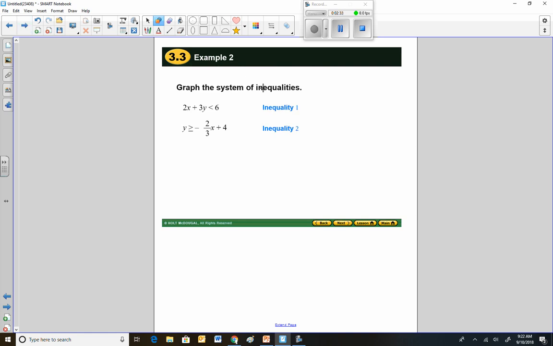Here's another situation, okay? We have this inequality, 2x plus 3y is less than 6. We could graph our x and y intercepts for this one and create a line that's dashed because it doesn't have an equal sign. We could do slope-intercept for this one, and we could graph it, and we would have a solid line because it has an equal sign. All right, so let's take a look.